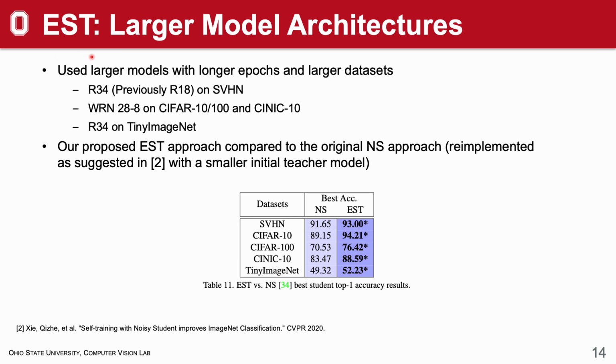We further test the generalizability of our enhanced self-training approach to larger model architectures and more complex datasets like Tiny ImageNet, which have more target classes. We increase the model sizes across the datasets and compared our enhanced self-training approach with the original noisy student approach, and found that our enhanced self-training approach beat the noisy student approach across all datasets, showing the generalization ability across datasets and different model architectures.